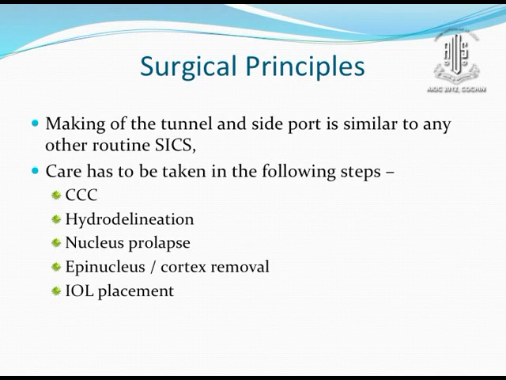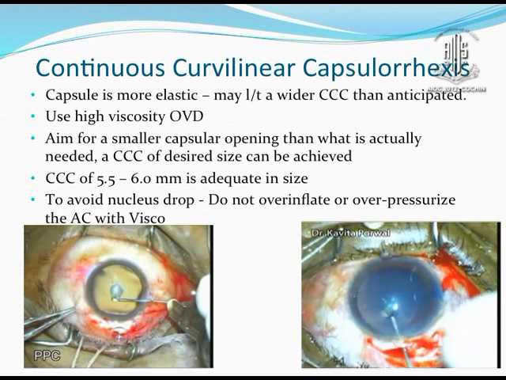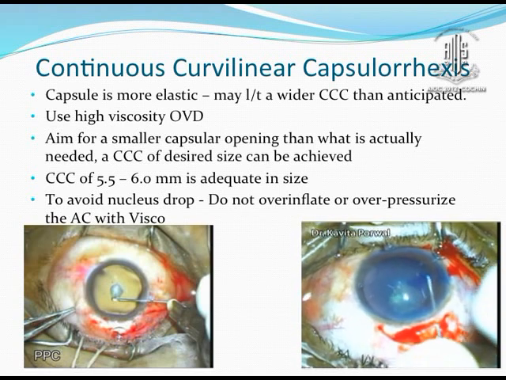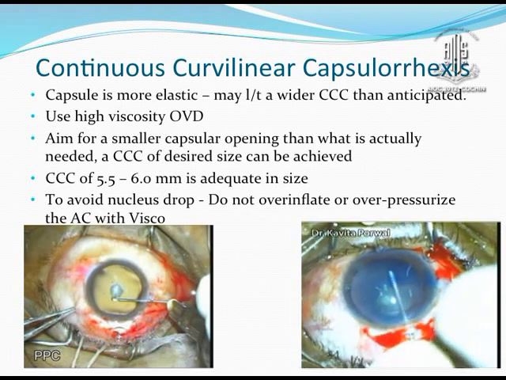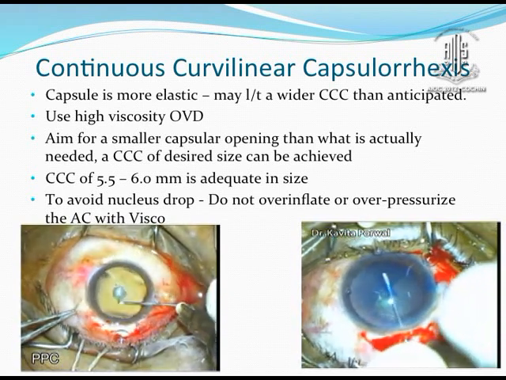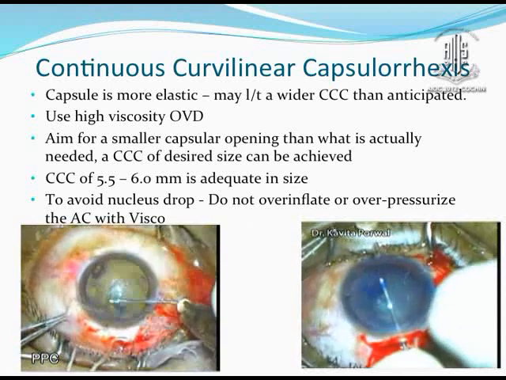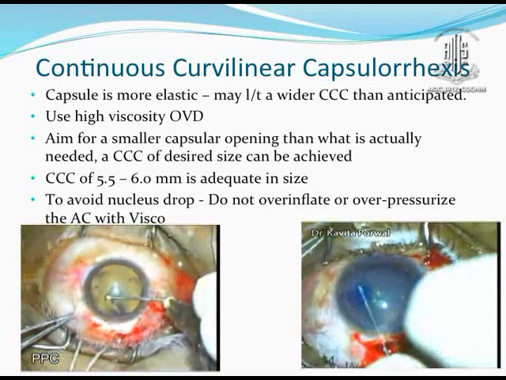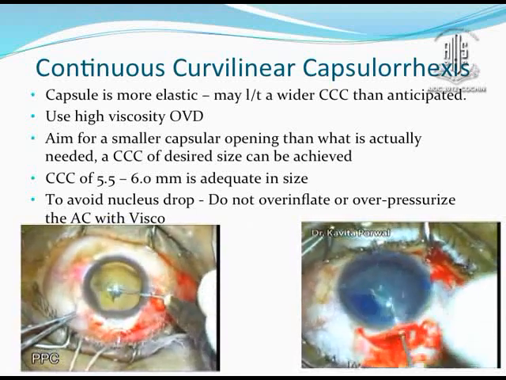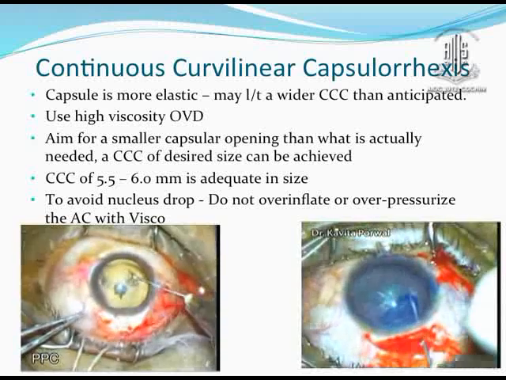Now, the capsule tends to be more elastic in younger eyes, and it may lead to a wider CCC than anticipated. So, always use a high viscosity OVD. You should aim for a smaller capsular opening than what is actually needed, and you will get a CCC of the desired size. A CCC of about 5.5 to 6 millimeters is adequate in size, and to avoid nucleus drop, do not overinflate or over-pressurize the anterior chamber with the Visco.